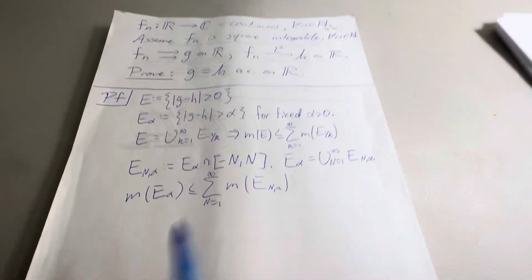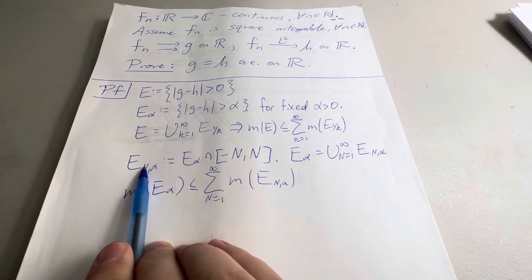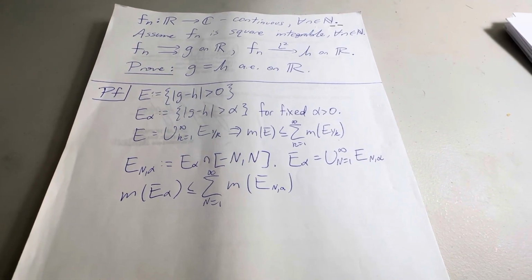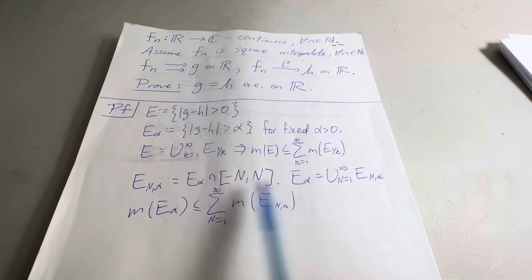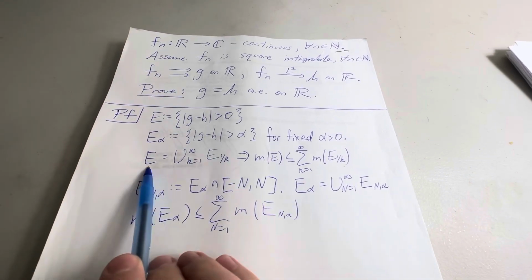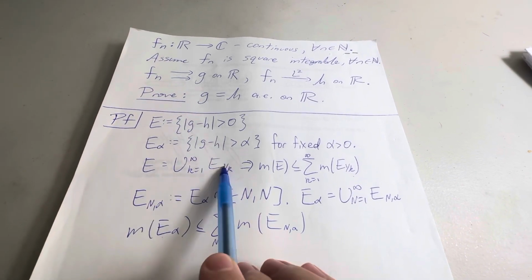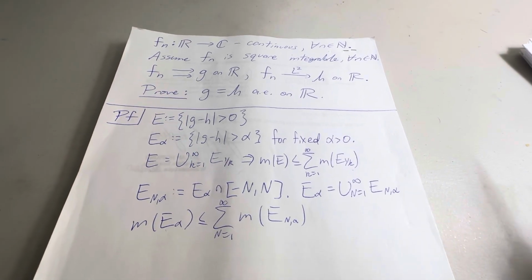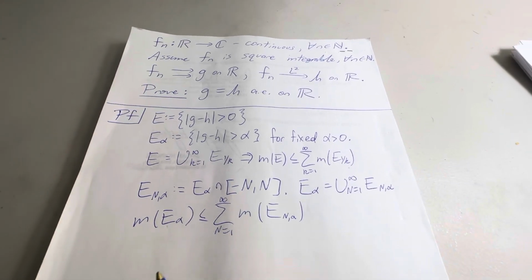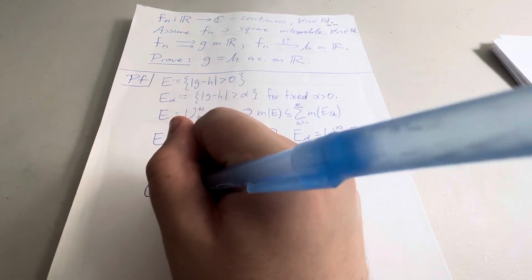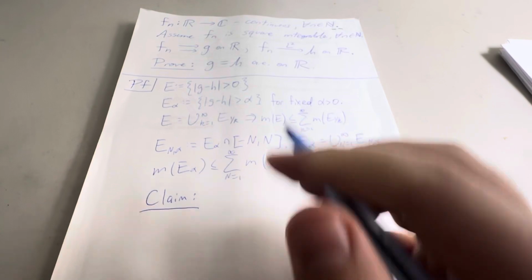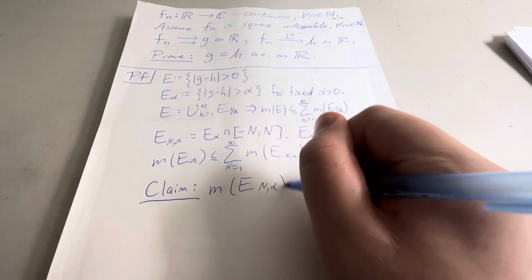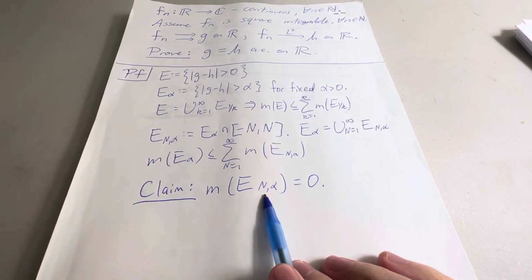And so if you can just show that this set has arbitrarily small non-negative measure, then you're done. Because this would be arbitrarily small, and this set can be written as this union, so that this is arbitrarily small. So then you're done. The measure of E would be arbitrarily small. So the whole proof relies on this claim: the measure of E n alpha is 0. If you can show this, you're done.